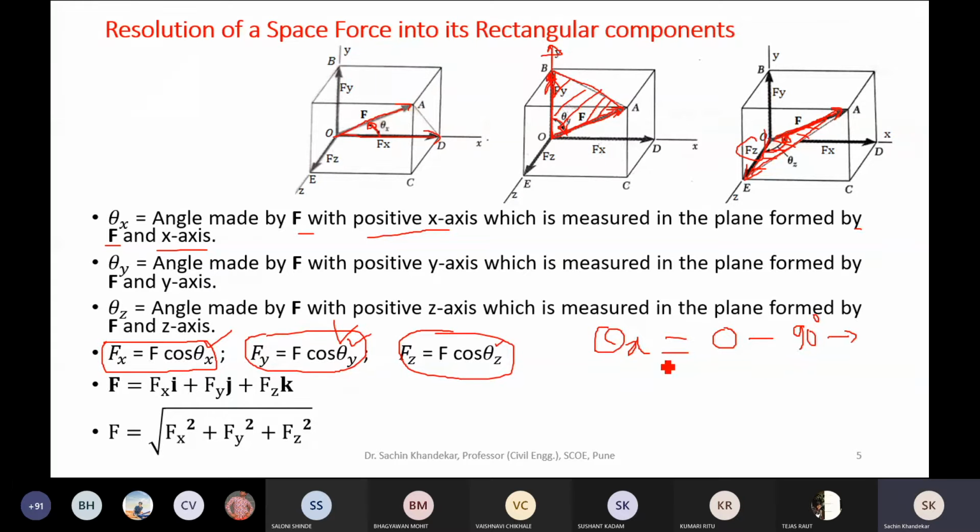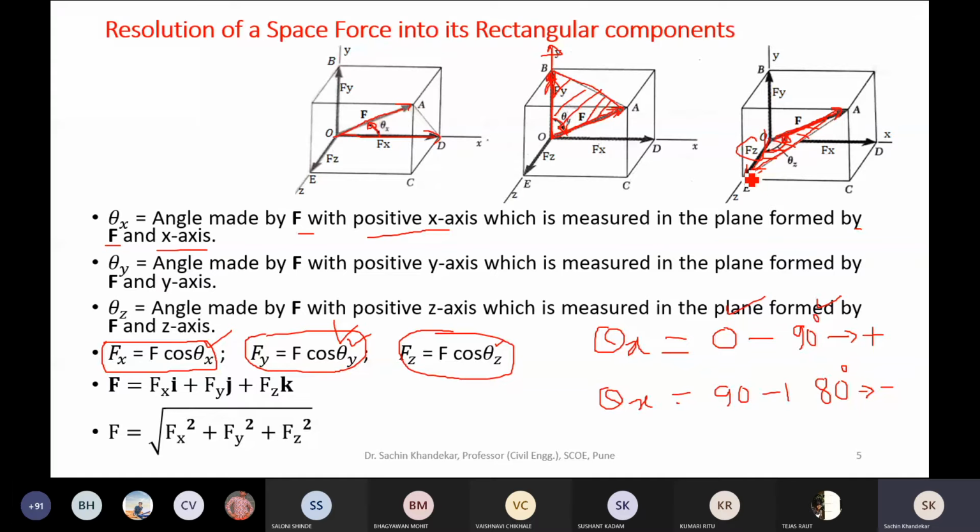If any angle, maybe theta x, theta y or theta z, is lying in this range 0 to 90 degree, what should be the sign of that particular component? Positive, yes, very good. And when theta x is between 90 to 180 degree, what should be the sign? Negative. Correct, negative sign.